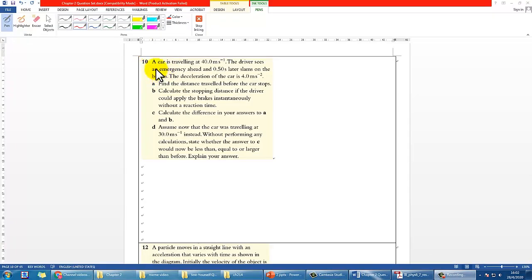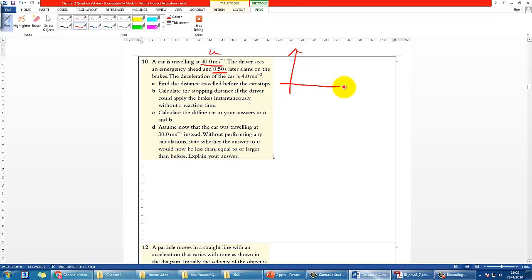2,000 years later. Okay, so let's take a look at the first question that we have. It said the car is traveling at this speed, and then the car driver sees an emergency, and then 0.5 seconds later slams on the brakes. So you need to be careful with this. What it means is a type of question called the braking distance, and there are two parts.